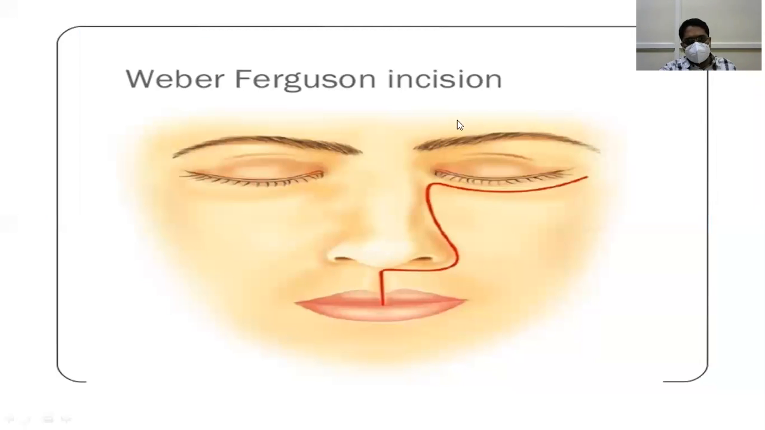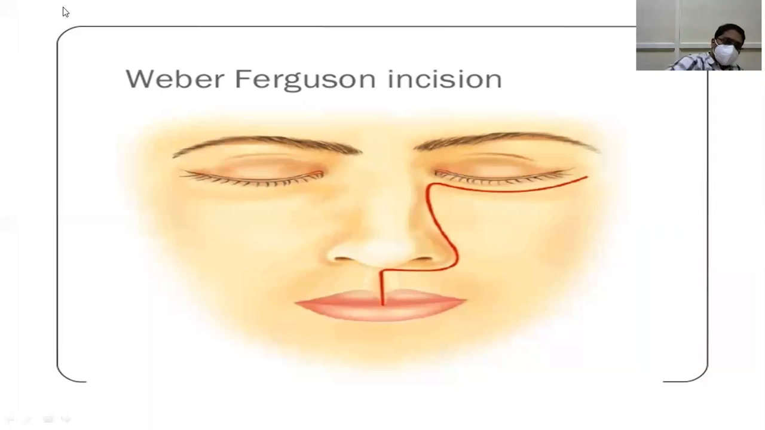This is called Weber Ferguson's incision. Moore's incision is the extension of this. Okay, Moore's incision is up to here, which goes from this margin, the infraorbital rim, up to the lateral canthus here, and along the philtrum. Okay, this is Weber Ferguson's.